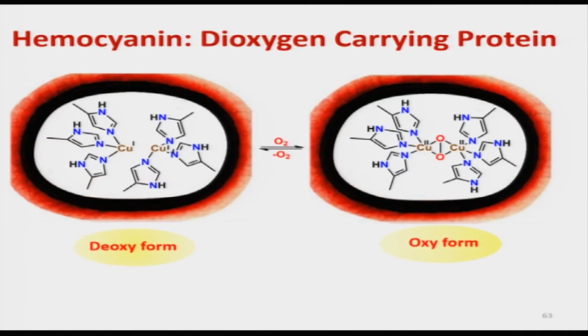Hemocyanin is shown over here, and you can see that there are two copper centers, copper 1, with histidines ligated to the copper. One dioxygen binds as a peroxide, O2 2 minus, and we will discuss this in detail. It binds in a reversible fashion. So, the important point is that the copper ion is responsible for this dioxygen binding.